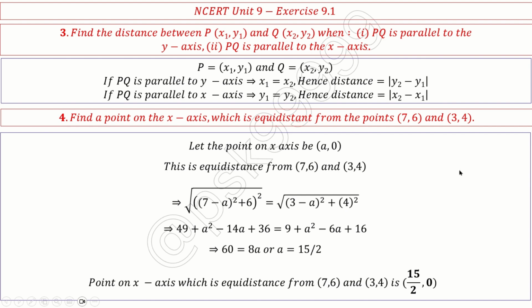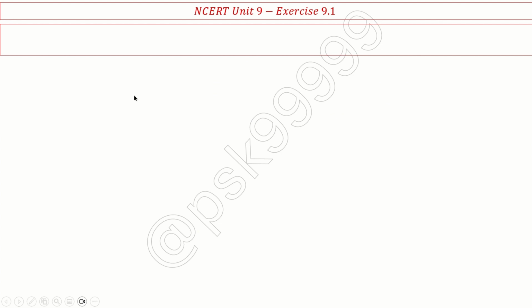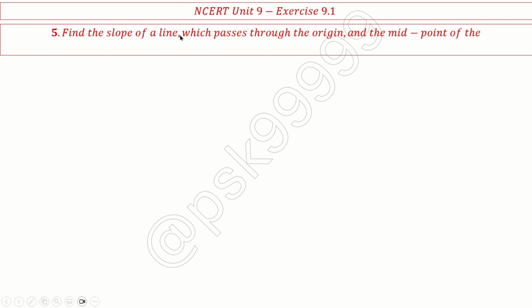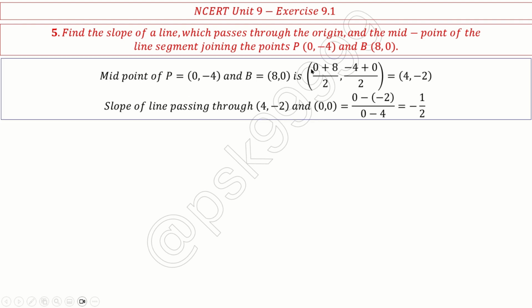Okay, next. Find the slope of a line which passes through the origin and the midpoint of the line segment joining these 2 points. The midpoint of these two is nothing but (x1 plus x2) by 2, (y1 plus y2) by 2. So it is nothing but 4 comma minus 2. The slope of the line passing through 4 comma minus 2 and the origin is y2 minus y1 by x2 minus x1. So it's minus 1 by 2.